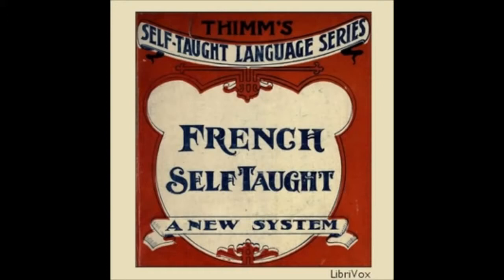Pluperfect: I had been, j'avais été; thou hadst been, tu avais été; he had been, il avait été; we had been, nous avions été; you had been, vous aviez été; they had been, ils avaient été. Past anterior: I had been, j'eus été; thou hadst been, tu eus été; he had been, il eut été; we had been, nous eûmes été; you had been, vous eûtes été; they had been, ils eurent été.